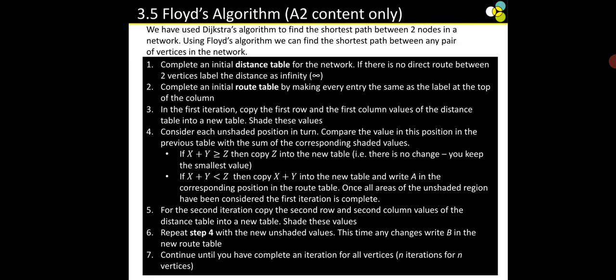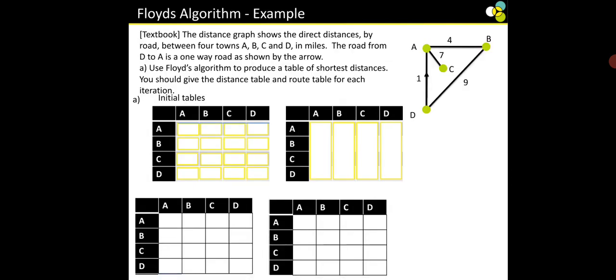In the first iteration, it copies the first row as well as the first column into the distance table and root table. Then it checks the intermediate position: x plus y greater than or equal to z, x plus y less than z. Based on these two conditions, it chooses the least path. That is what we call Floyd's algorithm.